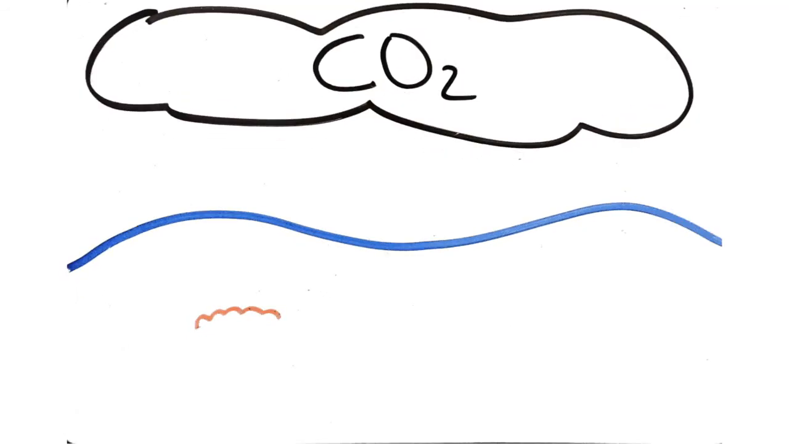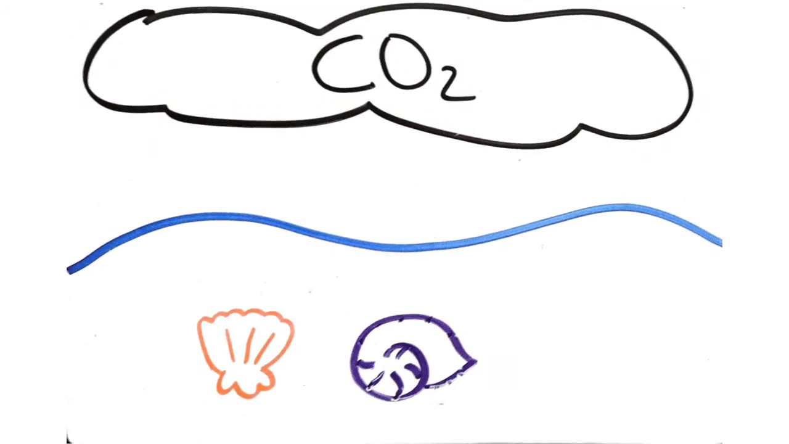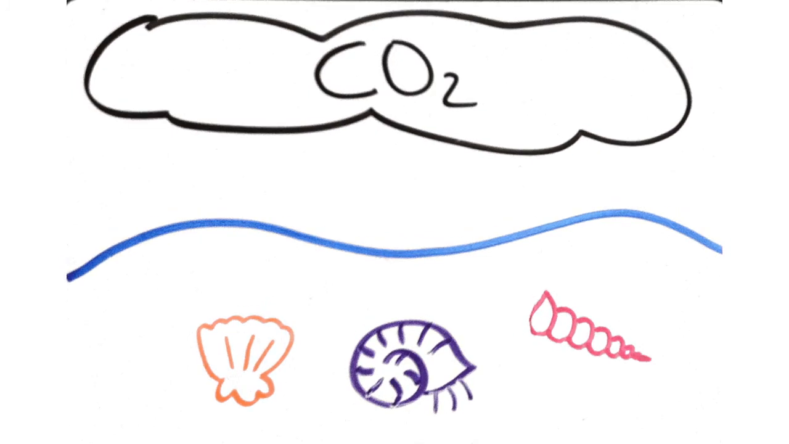Trees aren't the only carbon dioxide absorbers. The oceans also take in carbon dioxide and convert it into carbonate. Shelled marine life such as hermit crabs, snails, and scallops use this carbonate to create calcium carbonate, which they use to make their shells.